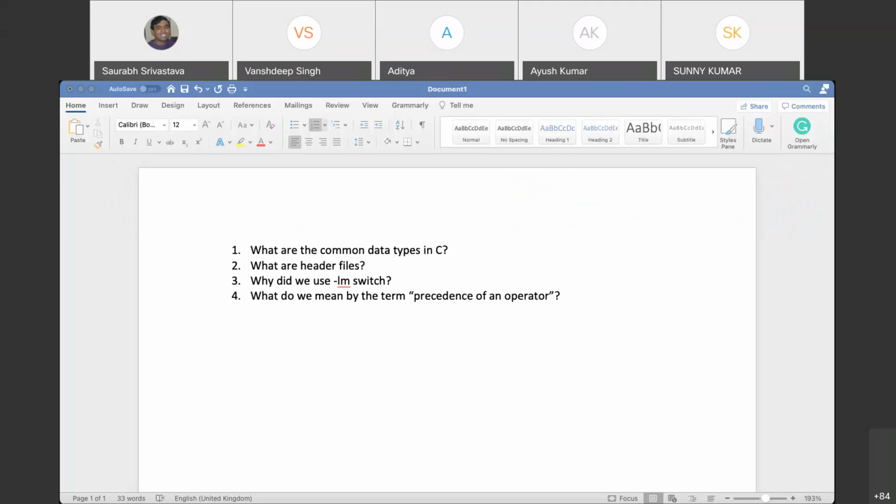The idea is still BODMAS, but now you have far too many operators. It's not just the arithmetic operators. There are logical operators, relational operators. There are something known as bitwise operators. We have not talked about them.